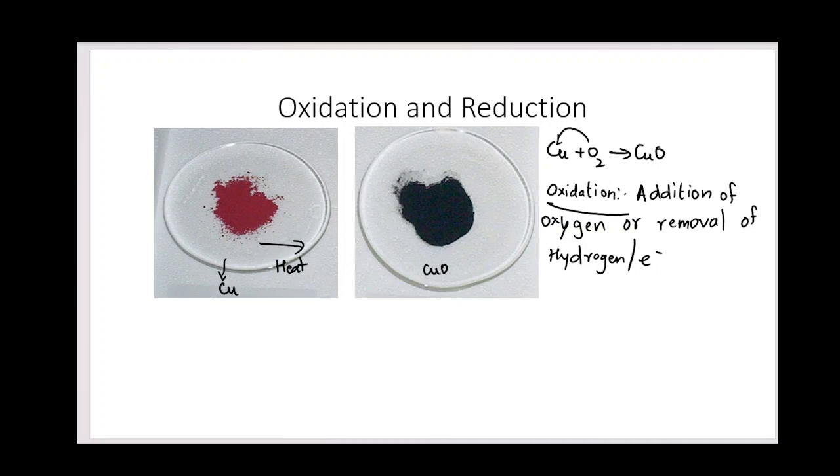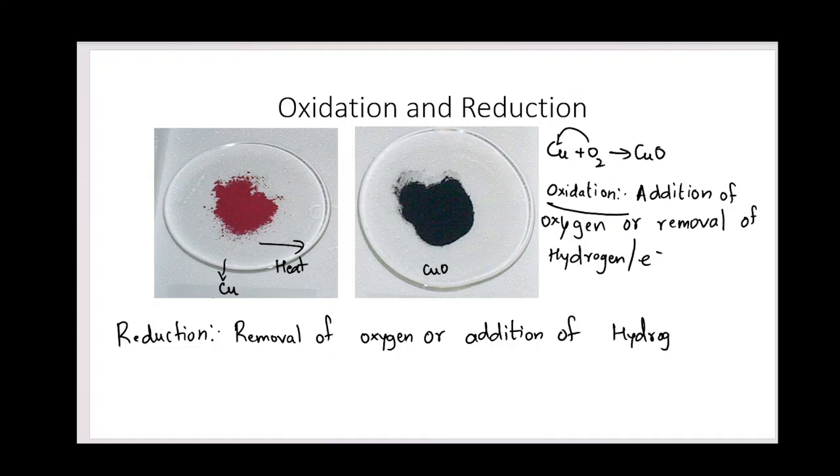Now you understood oxidation, no? Then we'll see what reduction means. Reduction is totally opposite to this. It is removal of oxygen or addition of hydrogen or electron. Now for example, this CuO is there, no? Copper oxide. When hydrogen gas is passed, H2O and copper are formed. So this is reduction.